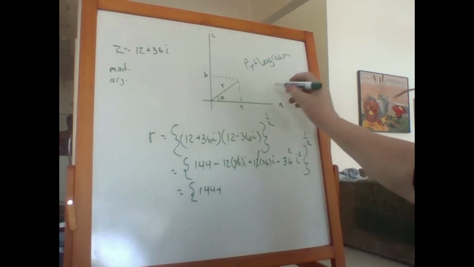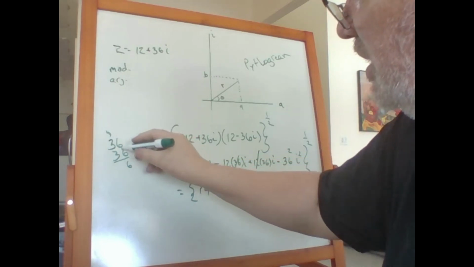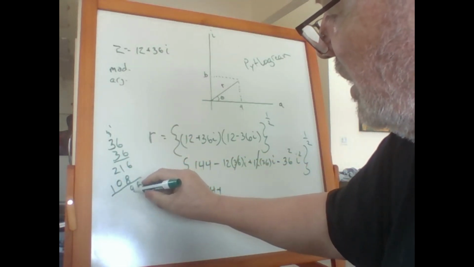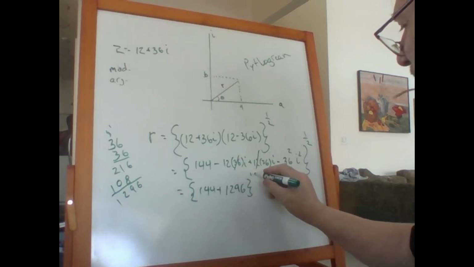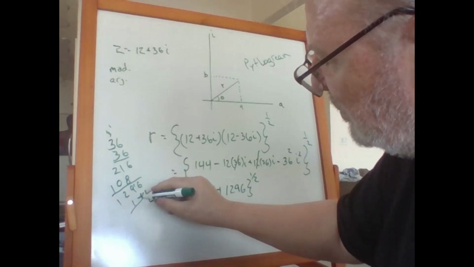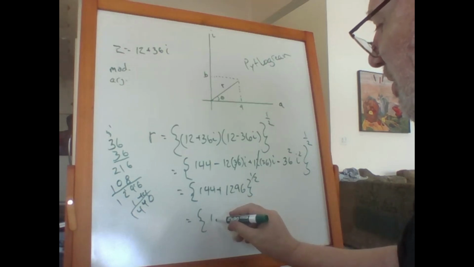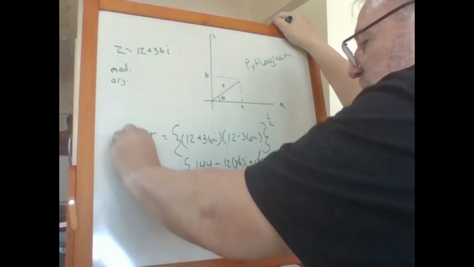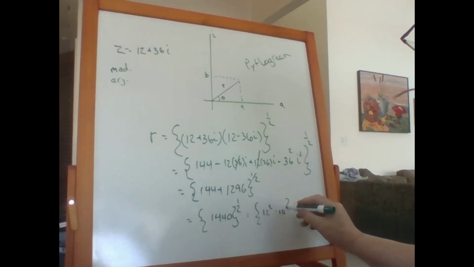And we have 144 plus 36 squared. So what's 36 squared? That's 1296. So 1296 plus 144 is 1440, to the 1/2. Well, that's equal to 12 squared times 10, to the 1/2.